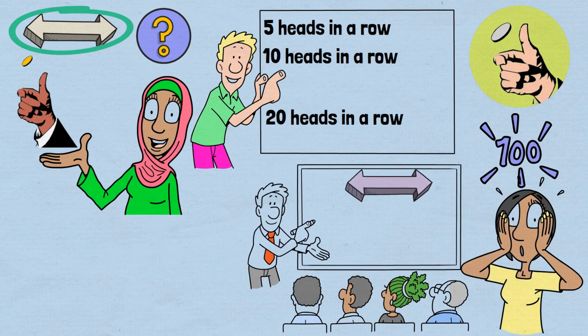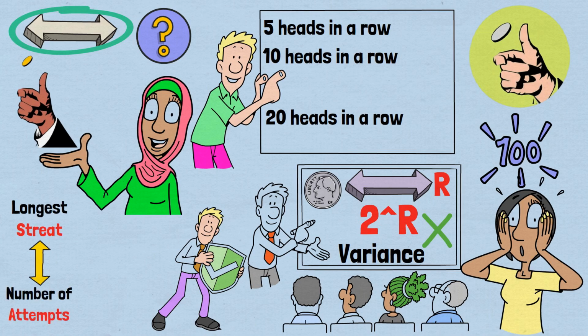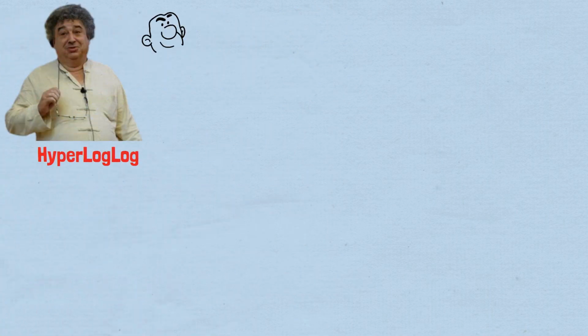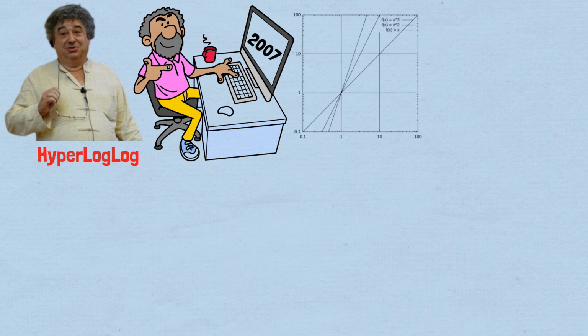Mathematically, if the longest run you've observed is r, the estimated number of flips you've made is approximately 2 to the power of r. This isn't exact, there's variance involved, but it's a remarkably useful approximation. This relationship between the length of the longest streak and the number of attempts is the mathematical foundation of HyperLogLog. HyperLogLog was invented by Philippe Flajolet, a French computer scientist, and his collaborators in 2007 as a refinement of earlier log-log algorithms. The hyper prefix was added because it enhanced the statistical properties of the original approach.